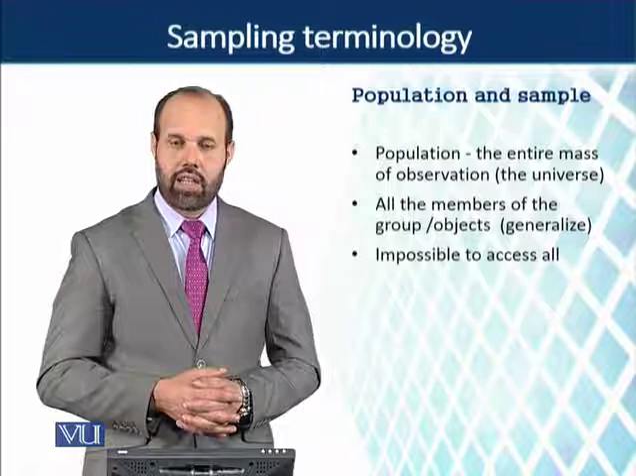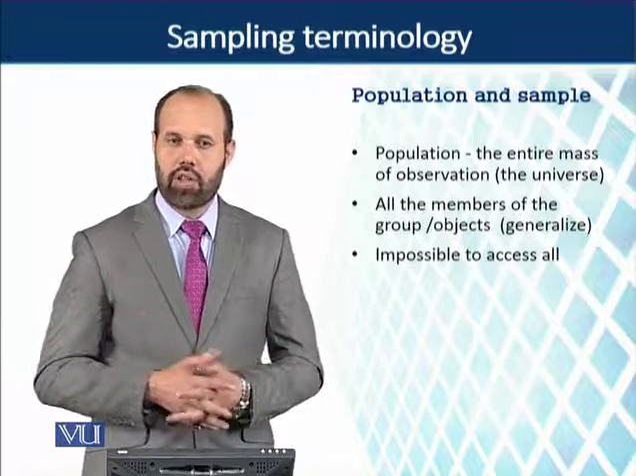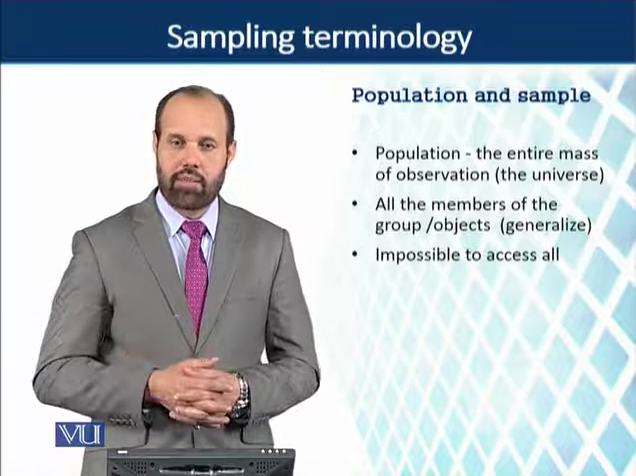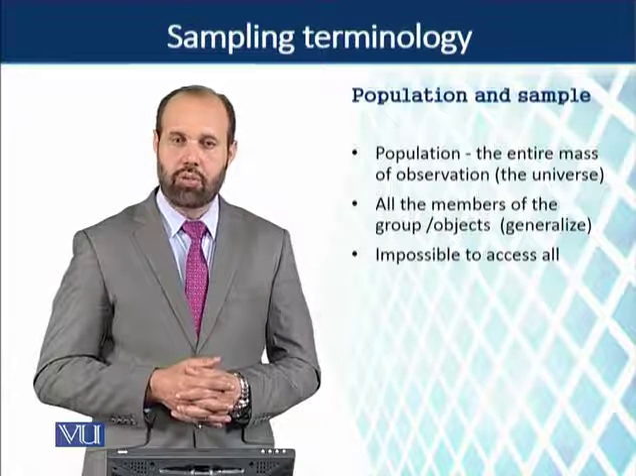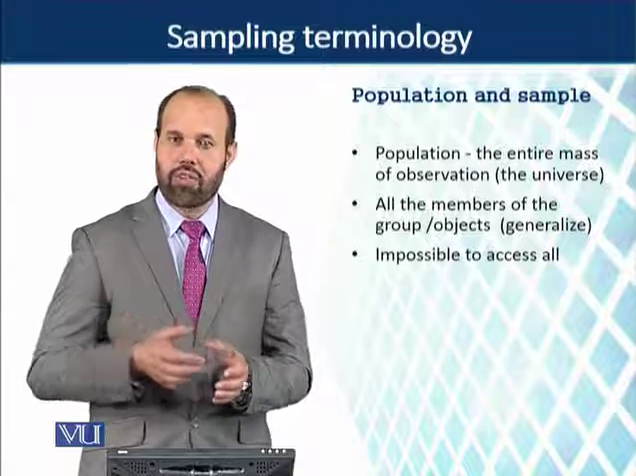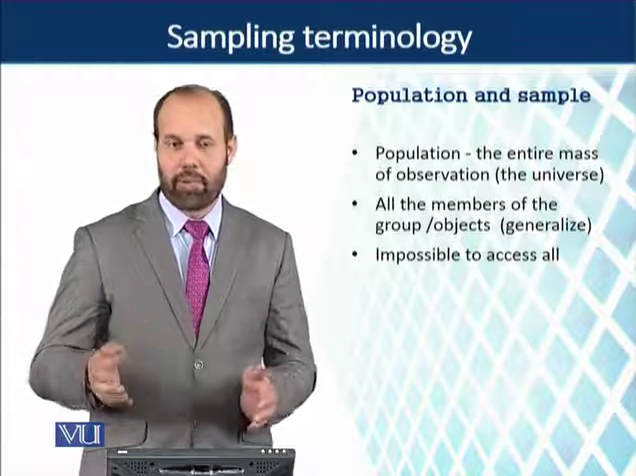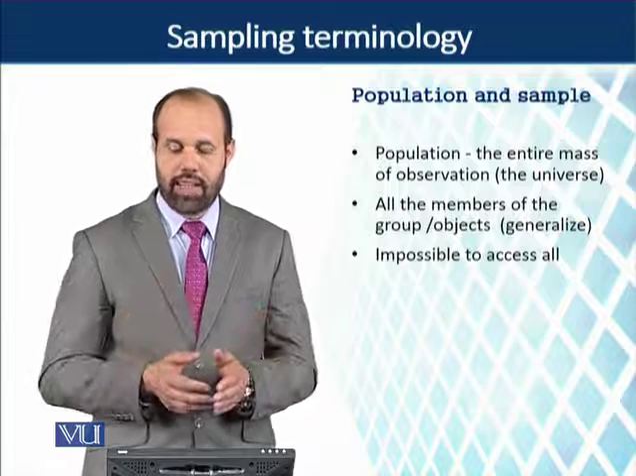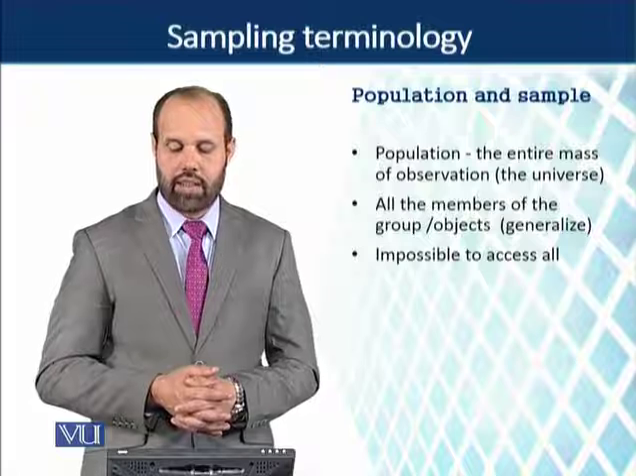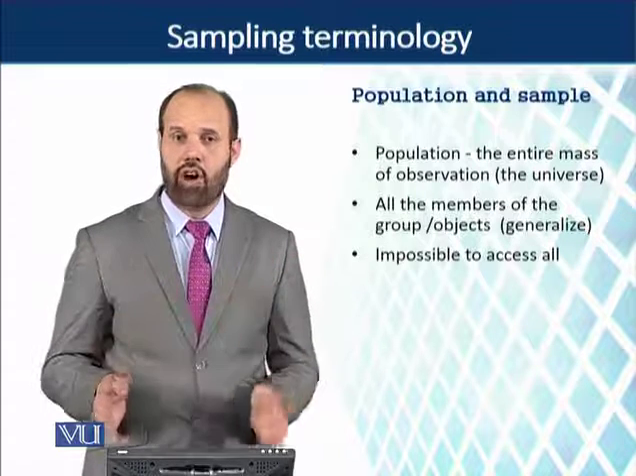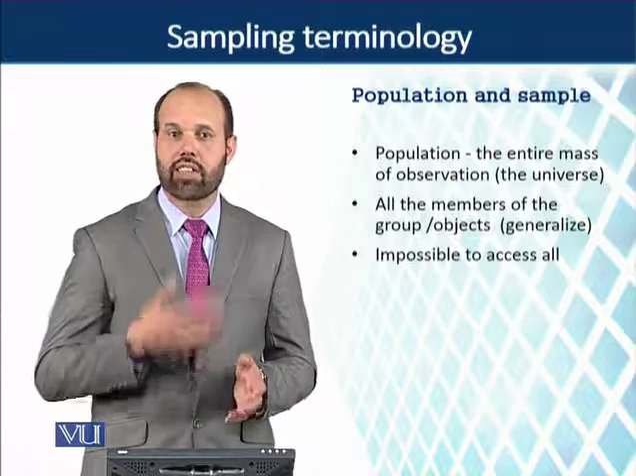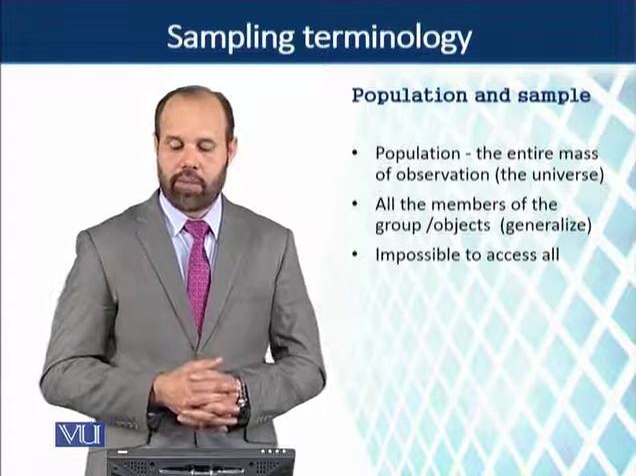And the point is that those members, those individuals of the group, are the people, the objects to whom you would be generalizing your study, right? So to whatever point you go for generalizing your study is the range of your population, right? So your population is basically the entire mass of this observation, and the entire group of individuals to whom you would generalize your studies and the results of your studies, okay? So that is your population.